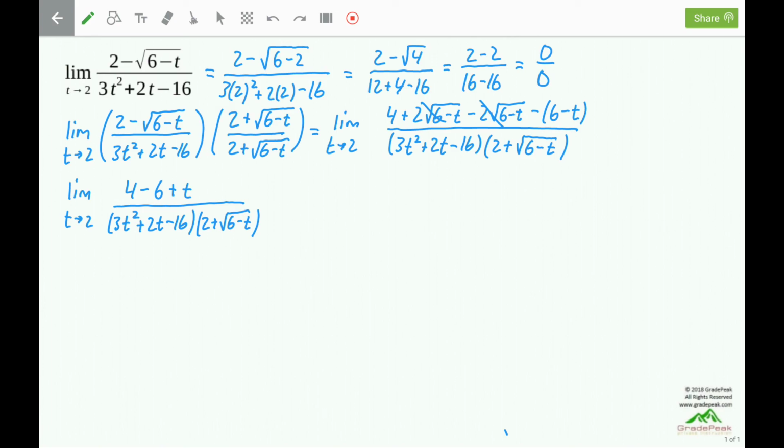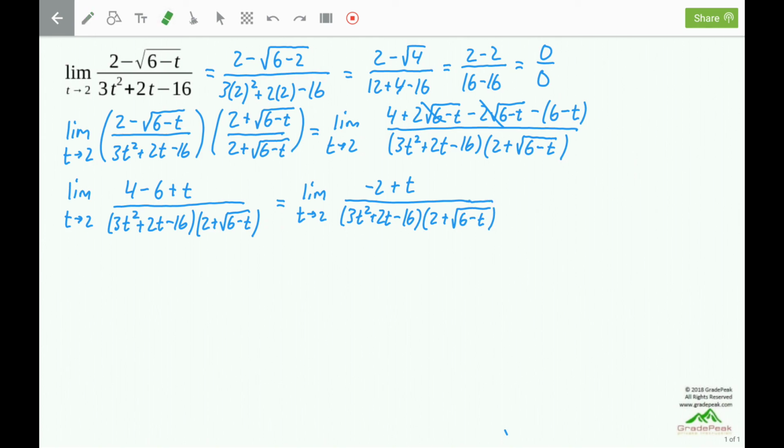Now our next step is to combine these two constants together here in the numerator. That will give us the limit as t goes to 2 of negative 2 plus t over that entire denominator, which I'm still not going to be doing anything with just yet.